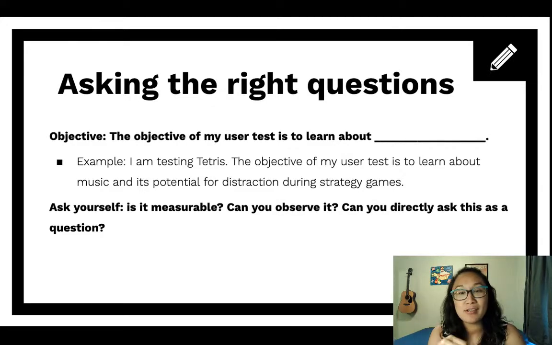And then, can I directly ask this as a question? An example would be, I want to learn if the music in the game Tetris is a distraction when playing that game. So that'd be an example of rewriting that as a question.